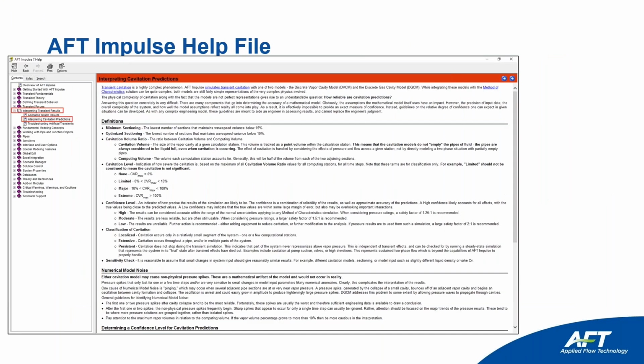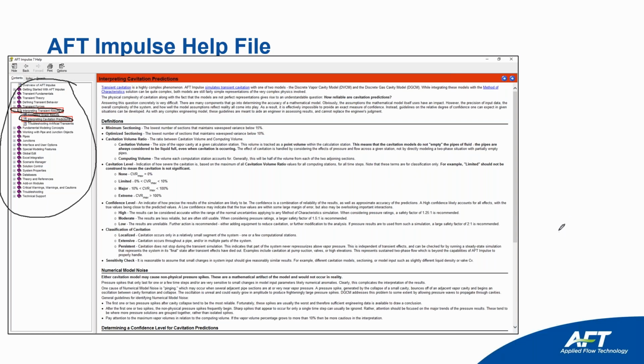Also, in the main AFT Impulse help file, we have restructured it and added a lot of brand new content with AFT Impulse version 7, which just came out a couple of weeks ago. And so we've restructured the format of the articles inside the help file. And there's an important one that I want you to read. It's in the topic here, or the section, Interpreting Transient Results. And there's a really good topic on interpreting cavitation predictions. And so this is brand new content where it was essentially summarized from those two technical papers.